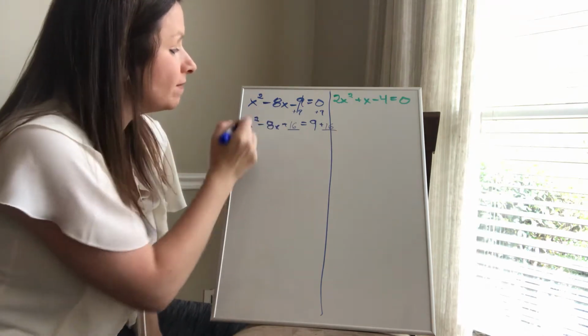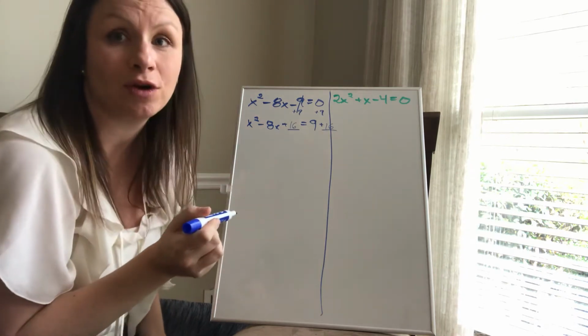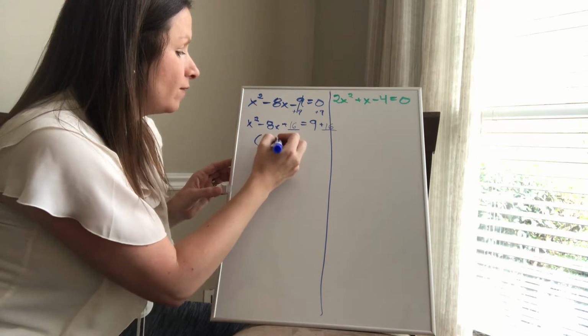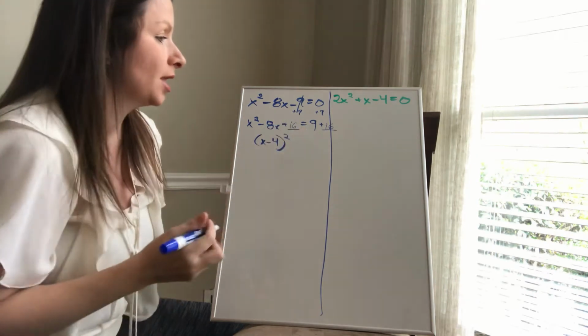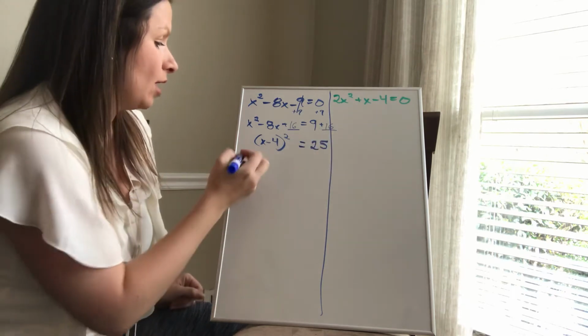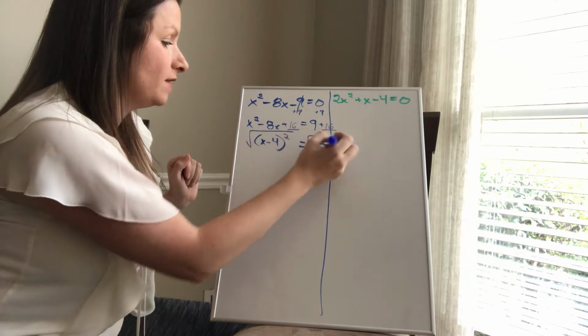So now we're ready to factor this perfect square trinomial. And remember, all we have to do is take the middle term and divide it by 2. So that means this factors as x minus 4 squared, and 9 plus 16 is 25. Okay, so now we're going to get rid of that exponent by taking the square root of both sides.